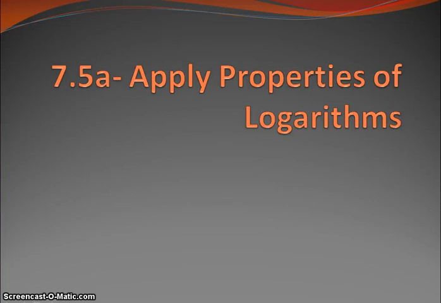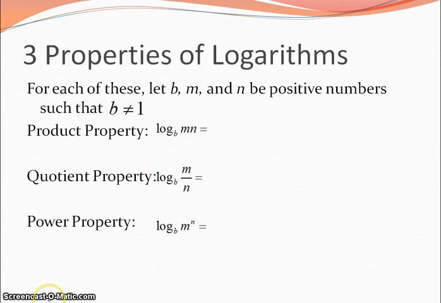So the first part about 7.5 is using and manipulating three important properties of logarithms in order to evaluate logarithms based on given information, to expand our logarithm, or to condense our logarithm. So let's take a look at what we've got for properties. In all of these, our base and our two numbers are going to be positive numbers such that our base is not equal to 1.